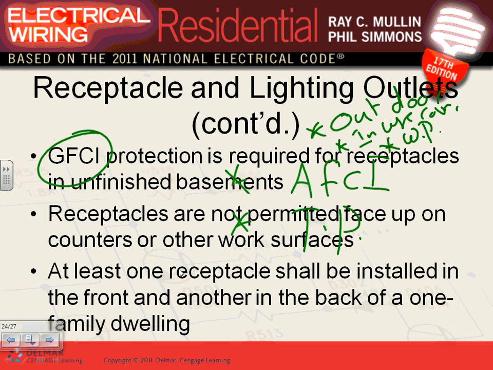The other thing, guys, also front and back by code. If you have a single family dwelling, you have to have one receptacle in the front of the house and one in the back of the house. What happens if you have an apartment? I know you know that. Like you guys, we have an apartment, we don't have a house. Here's what the code says about apartments.